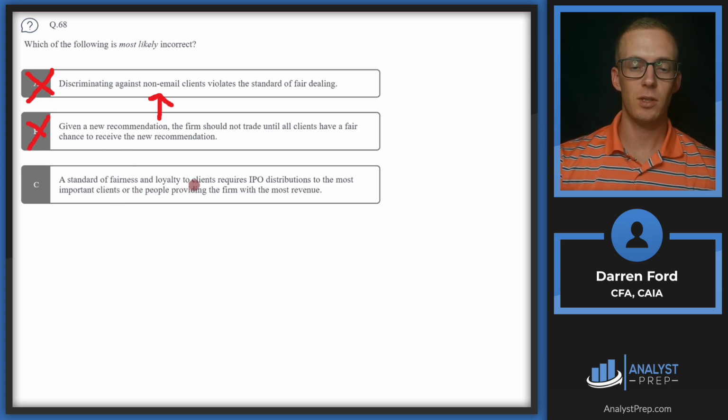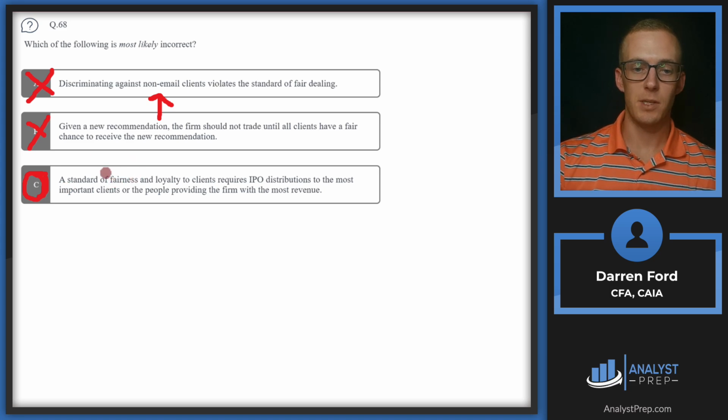A standard of fairness and loyalty to clients requires IPO distributions to the most important clients or the people providing the firm with the most revenue. That is certainly an incorrect statement, so it'll be our correct answer. Clients need to be treated fairly and equally, and I think the proper rules state that IPO distributions are to be made available to everybody who's eligible and are distributed on a pro rata basis if it's oversubscribed. Certainly not prioritizing important clients or high revenue clients. So we go with answer C.